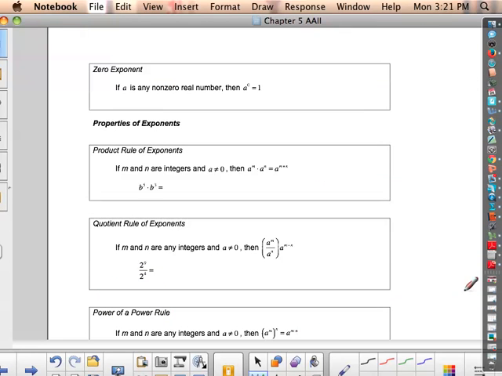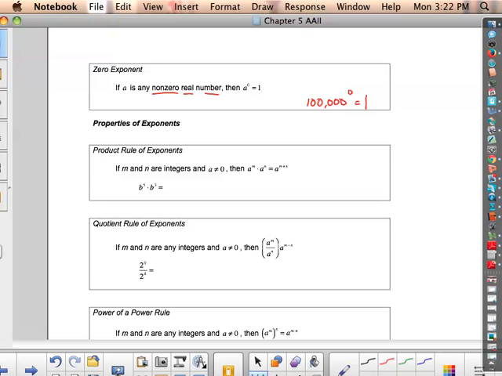Okay, the zero exponent: if a is a non-zero real number, a to the 0 equals 1. So anything raised to the 0 power is 1. You could have 100,000 raised to the 0, that's 1. And we saw that in that example in the beginning.